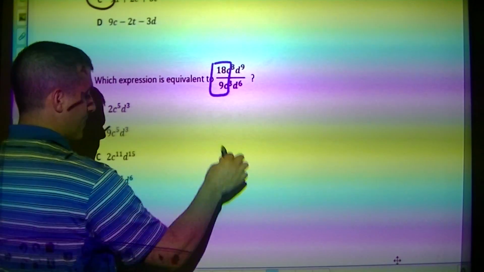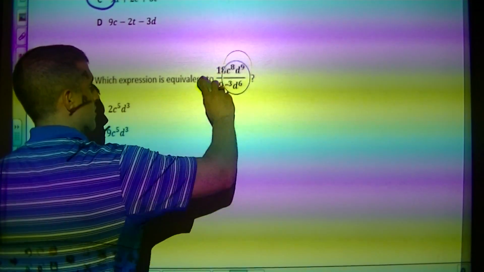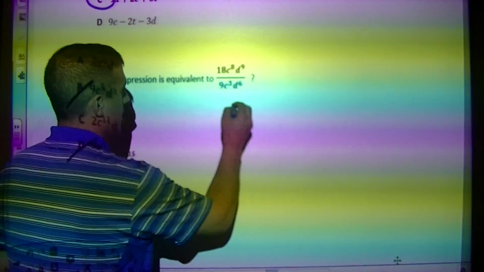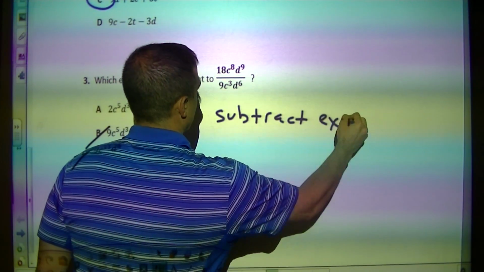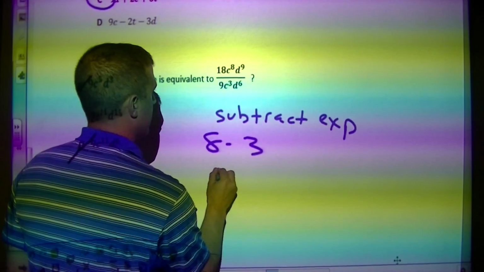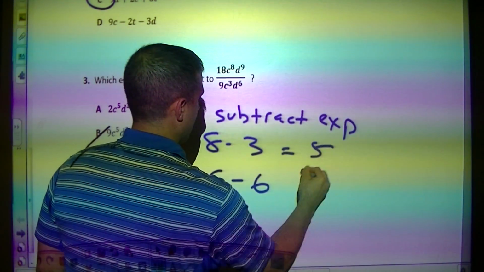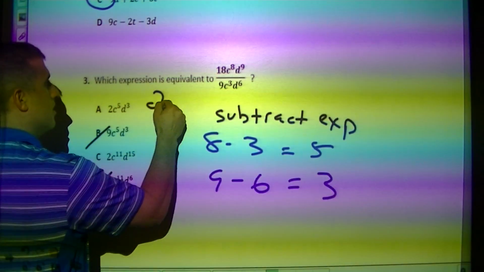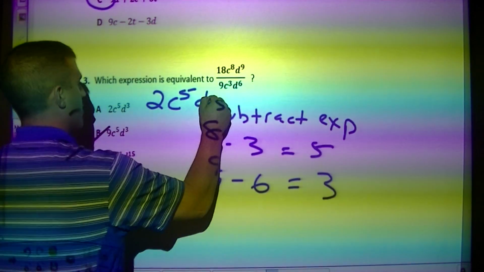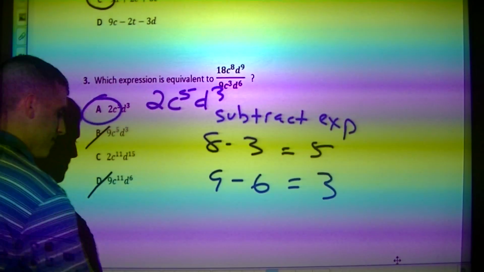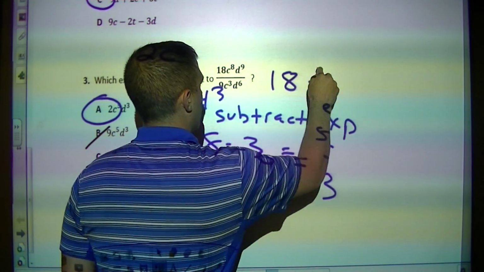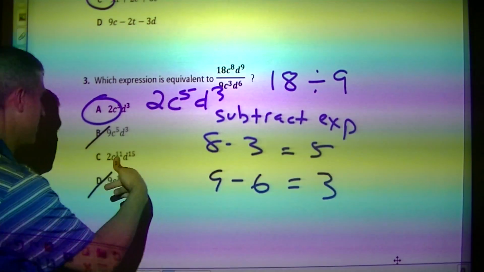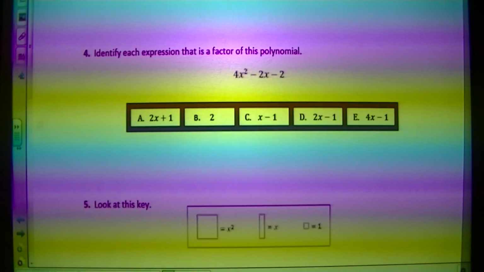Now, what you have to do with the exponents, okay, is subtract the exponents. Okay, 8 minus 3, 9 minus 6, 5, 3. So I got 2, C to the 5, D to the 3. That's going to be letter A. So you divide 18 divided by 9, and that's how you get all those answers. All right, moving on to the next page.